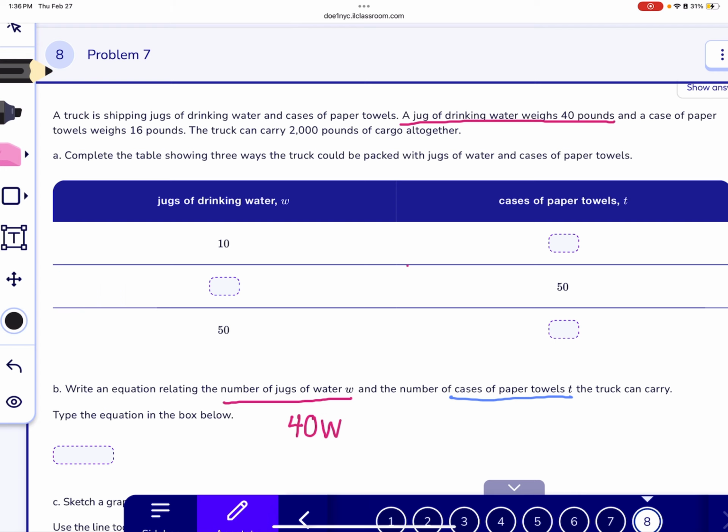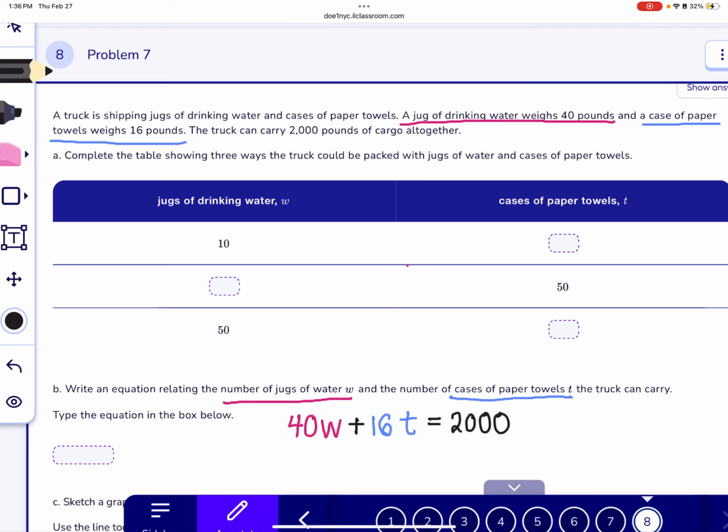And we're going to add that with the cases of paper towels and how much that weighs. It told us at the beginning that a case of paper towels weighs 16 pounds. So we're going to write 16T. That means that for every additional case of paper towels, the weight is going to increase by 16 pounds. So we're going to set this equal to what the truck can carry altogether, which is 2,000 pounds. Now that we know our equation, we can go back to part A and finish our table.